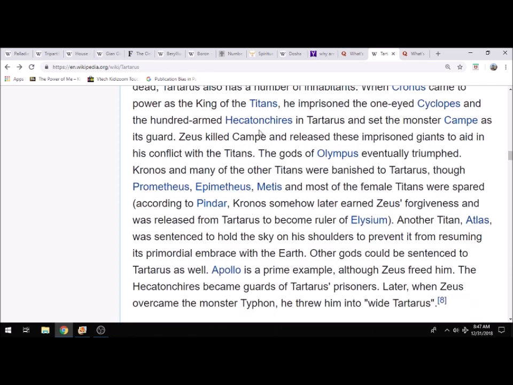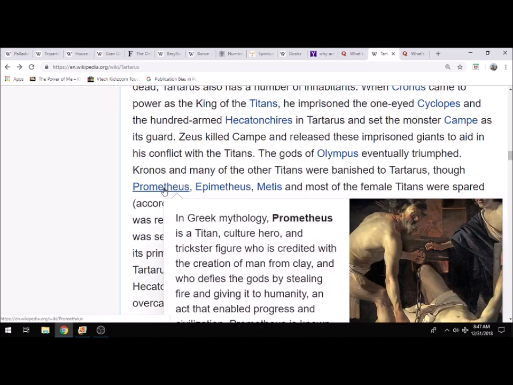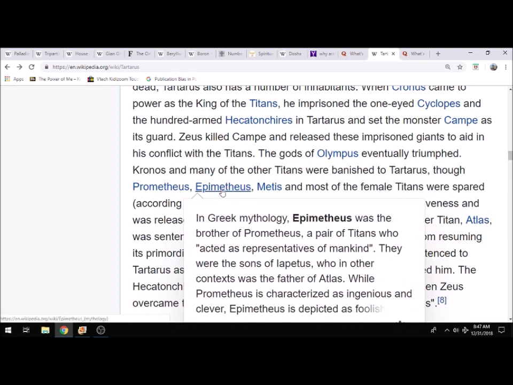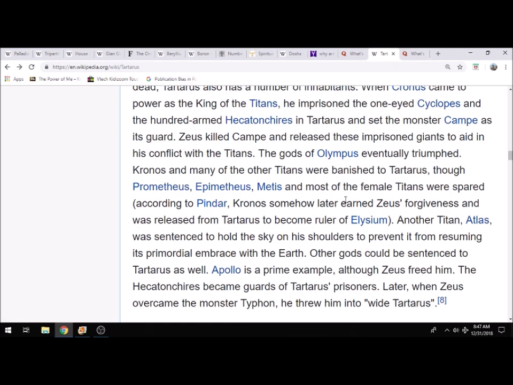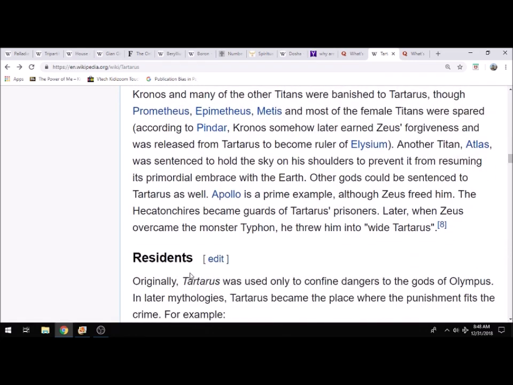The gods of Olympus eventually triumphed. Kronos and many other titans were banished to Tartarus. Though Prometheus, who we know what Prometheus did for us, don't we? Epimetheus and Metis and most of the female Titans were spared. Spare the women. I mean, they need the women to repopulate. According to Pindar, Kronos somehow later earned Zeus's forgiveness and was released from Tartarus to become ruler of Elysium. And I'm sure that leads into other things, right? Another Titan, Atlas, was sentenced to hold the sky on his shoulders. Later, when Zeus overcame the monster Typhon, he threw him into wide Tartarus.